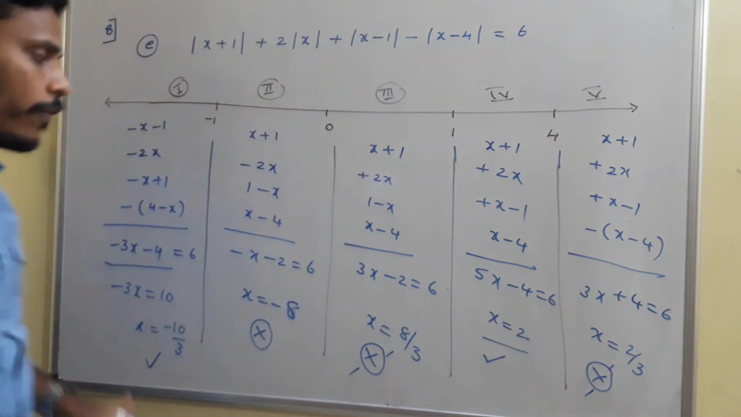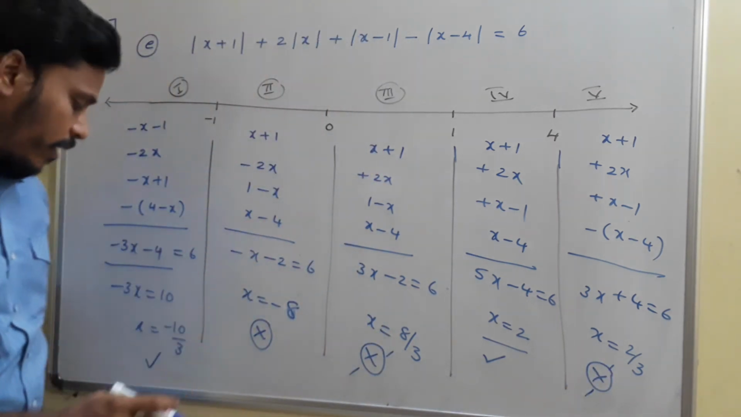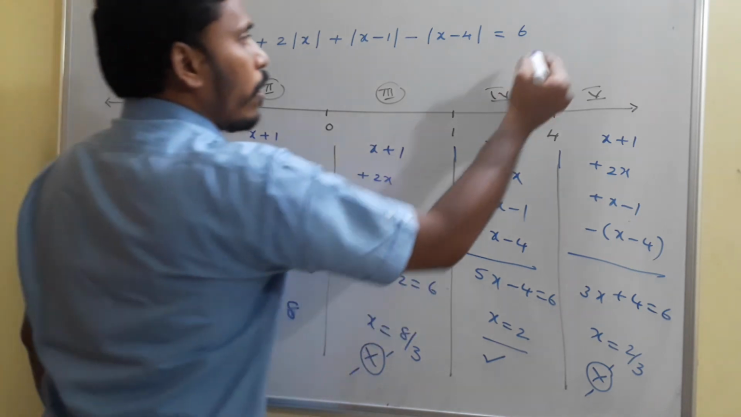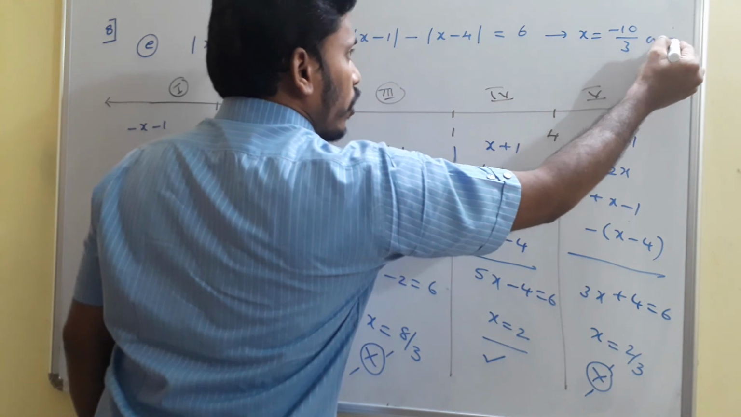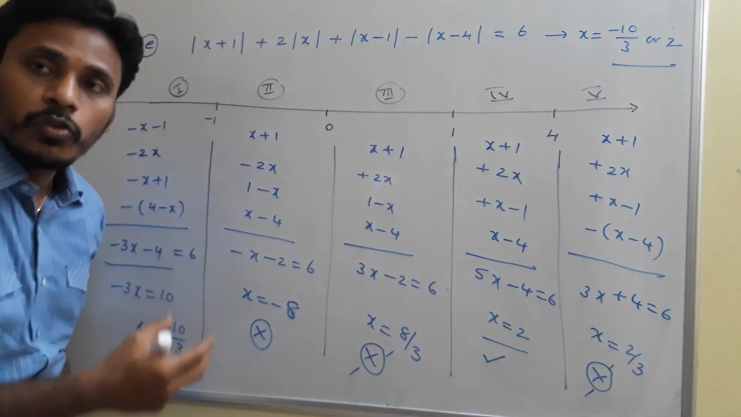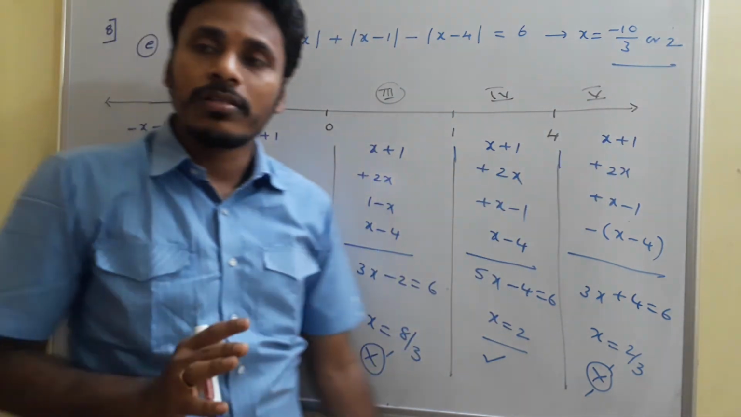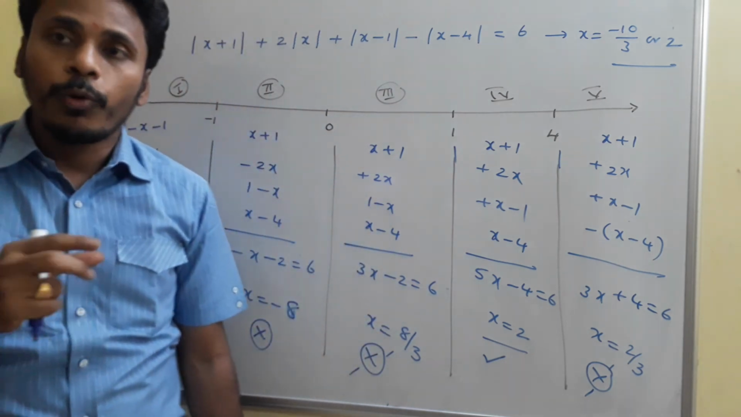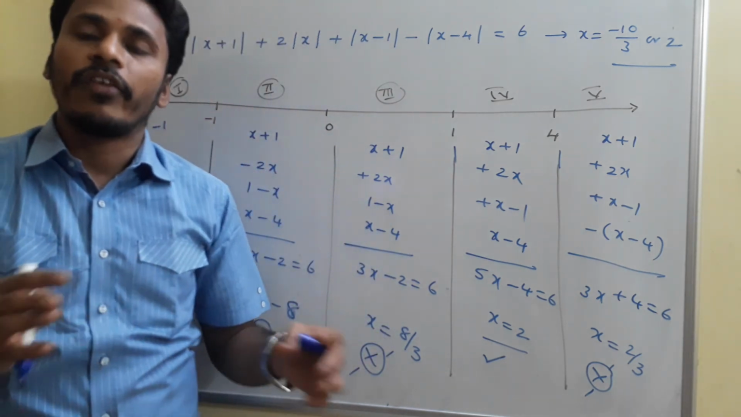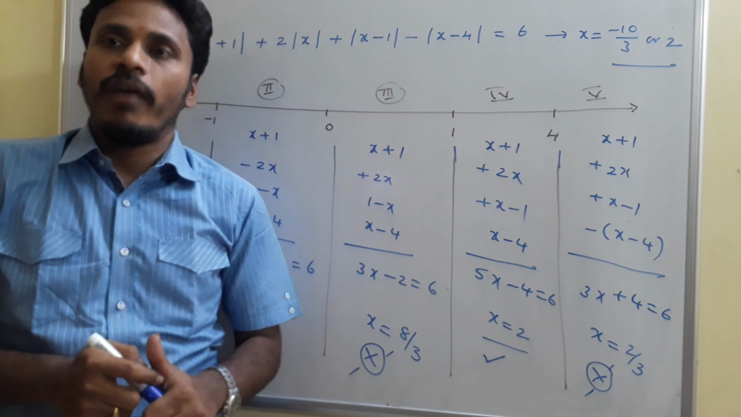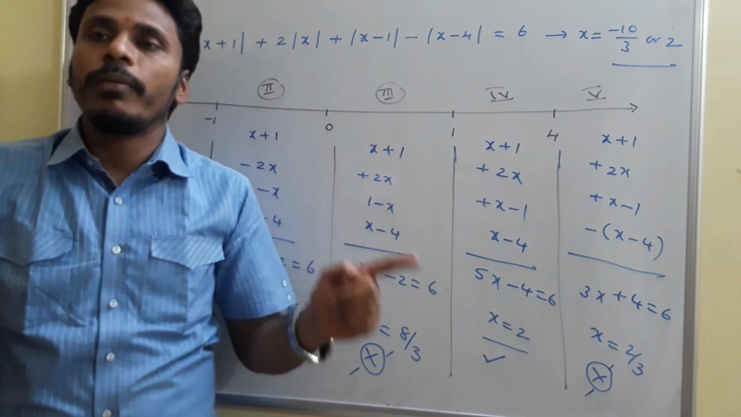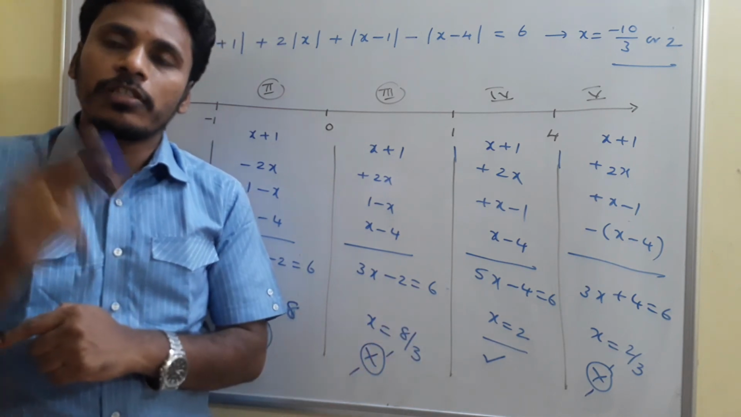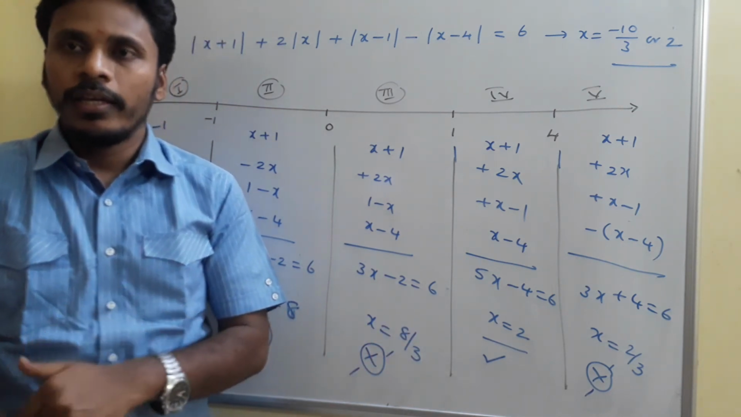So at the end, if you solve the problem in 5 different cases, your answers for this problem are x equal to minus 10 by 3 or 2. The way of solving is very simple, but the task is we need to divide the total problem into different regions based on the critical values. Identifying the critical values, dividing the problem into different regions, and you need to simplify in each and every region. Just have a look.